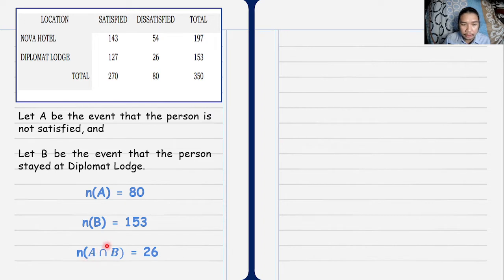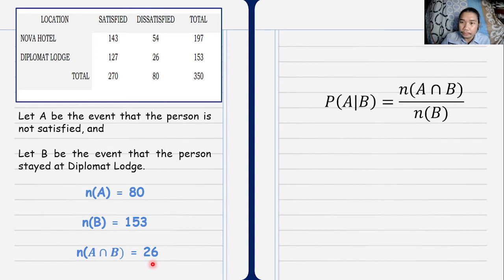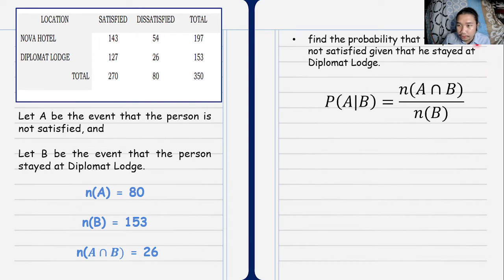bilangin natin, tukuyin natin kung sino yung mga tao na hindi satisfied, and then at the same time nagstay sa Diplomat Lodge. So makikita natin ito, dissatisfied, and then sa Diplomat Lodge nagstay. So there are 26 people na dissatisfied sa services ng Diplomat Lodge. That is our intersection for A and B.